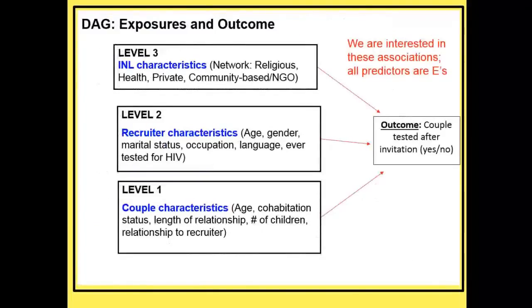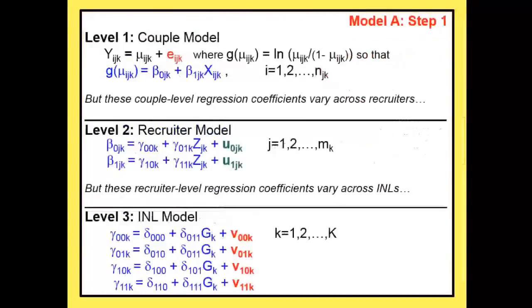It could be cohabitation status. Let's say it's cohabitation status. Let's say that's the only variable in the model. Now, this is a logistic regression model. This is a logit link, right? So this is at the first level.